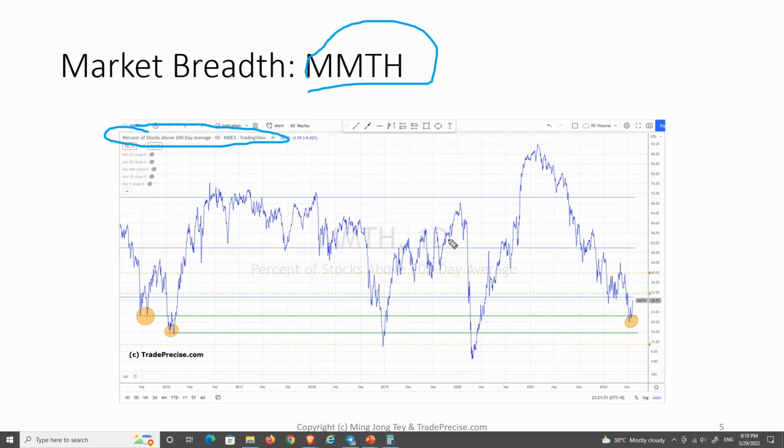So it shows how many percent of the stocks are actually above the 200-day MA. Right now, it's only about 28% or 29% of the stocks that stay above the 200-day MA. So it's that bearish. Can you imagine less than 30% of stocks staying above the 200-day MA? So pretty much the majority of the stocks are in a downtrend. That's why it's below the 200-day MA.